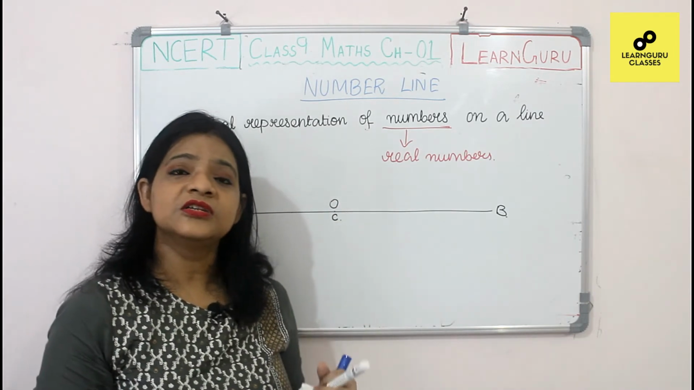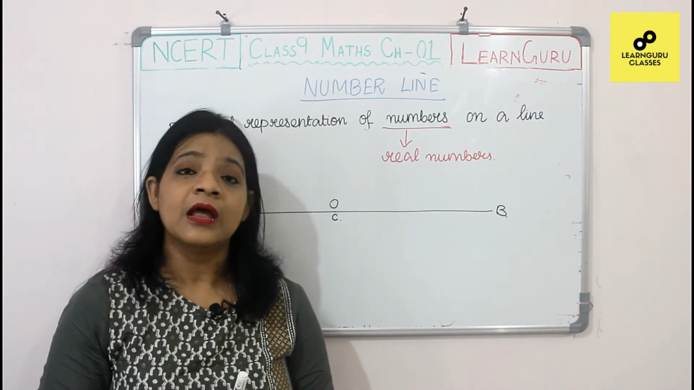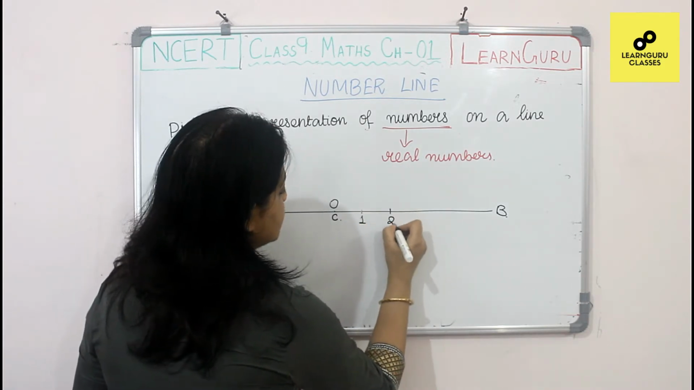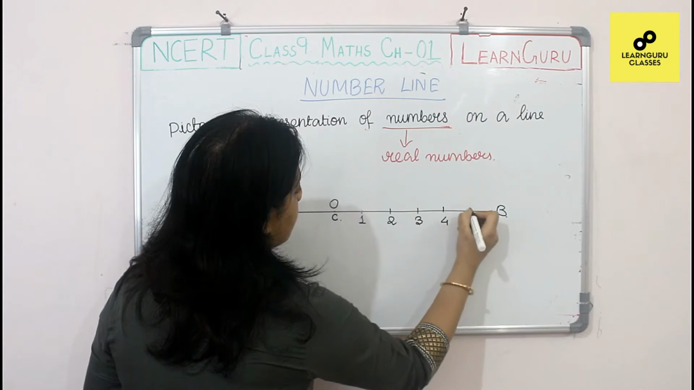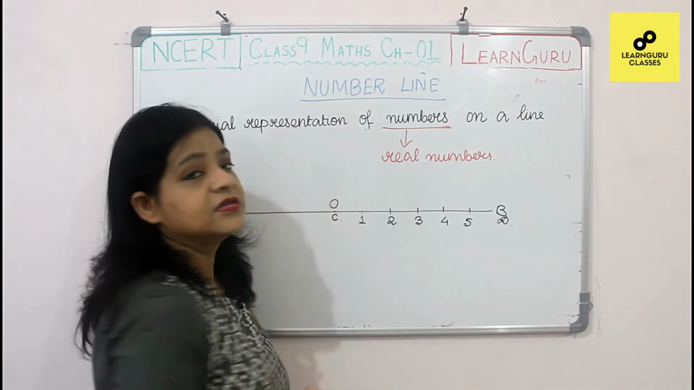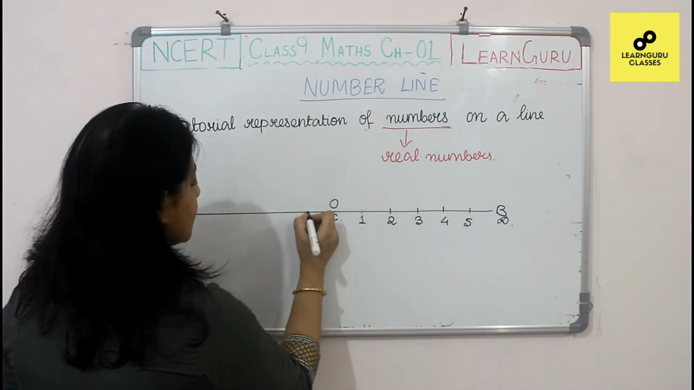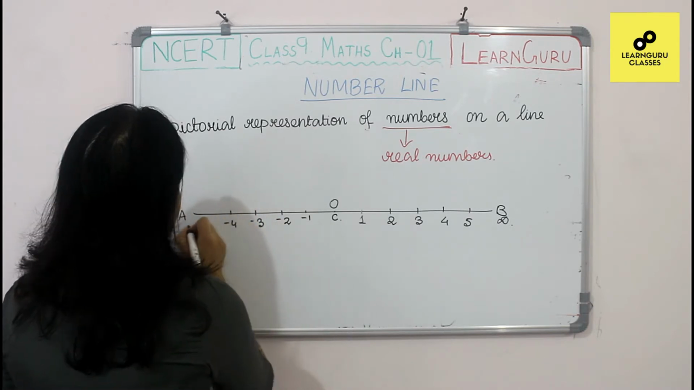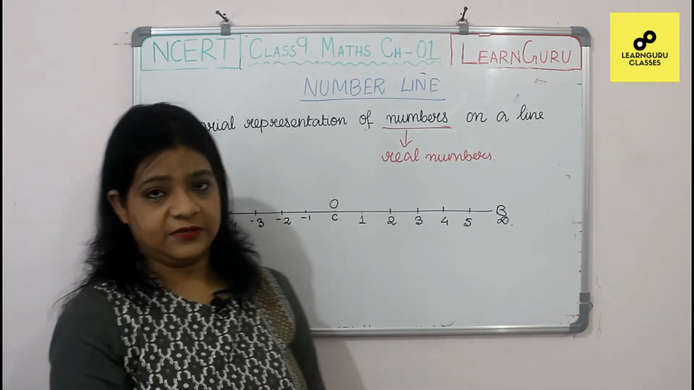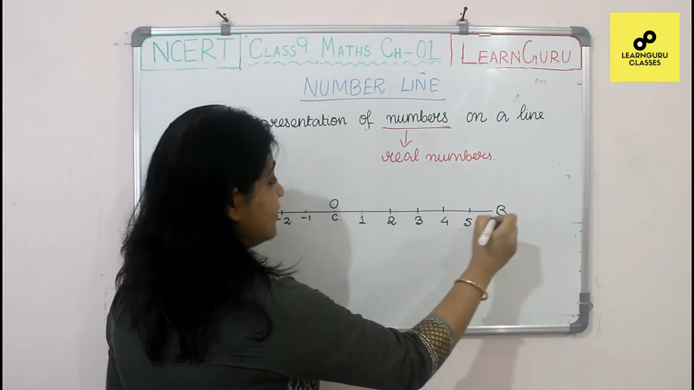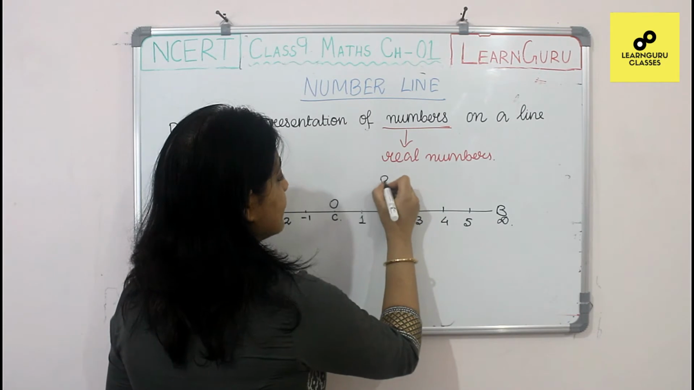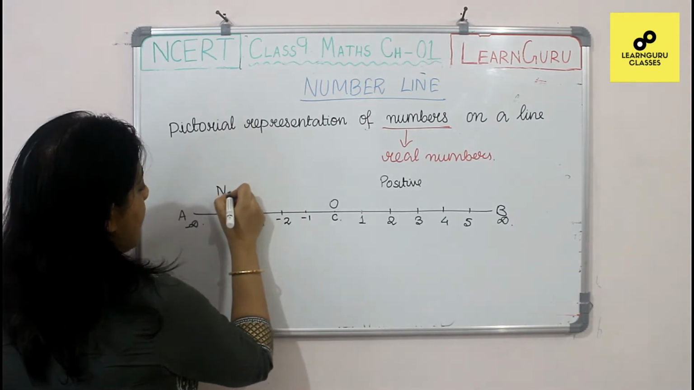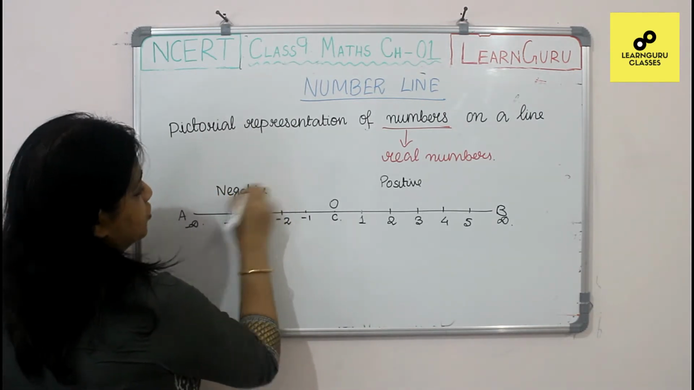Okay, we know integers comprise positive integers and negative integers. So positive integers we are placing here: 1, 2, 3, 4, 5, and the list will continue till infinity. Similarly here -1, -2, -3, -4 and the list will continue till infinity. To the right hand side of 0 we are placing the positive integers and to the left hand side of 0 we are placing the negative integers.